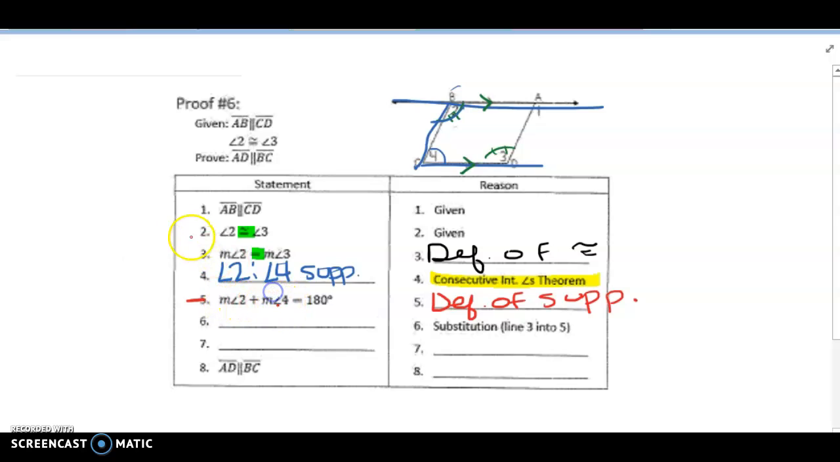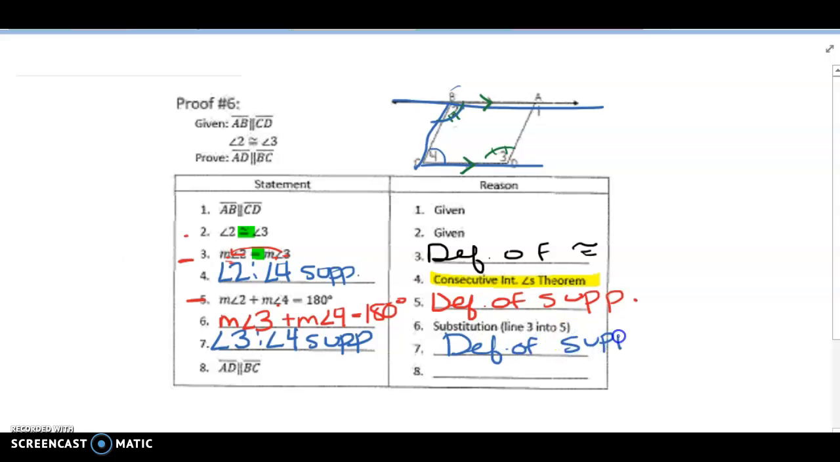Now I'm going to substitute line 3 into line 5. So I'm going to rewrite line 5 by using number 3. 2 and 3 are equal, so I can substitute 3 in for 2. So that's what I'm going to do right here. So the measure of angle 3, I just substituted 3 in for 2, plus the measure of angle 4 is 180. Well, if angle 3 and angle 4 add to 180, what does that mean is true about angle 3 and angle 4? That means that angle 3 and angle 4 are supplementary by the definition of supplementary.